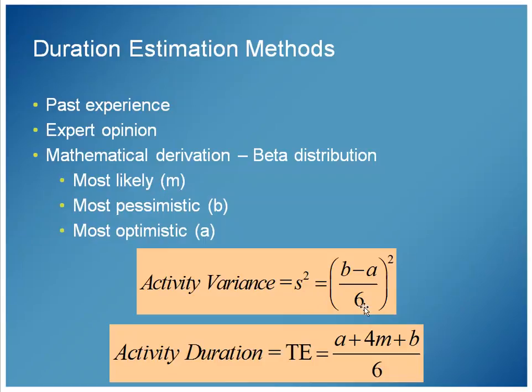And the formulas for these are pretty simple. A is the optimistic, very, very short time. B is the pessimistic, very, very long time. And M is the middle, or most likely time that we're guessing. So variance is, I actually probably should have put these the other direction. Duration is how long we think it's going to take, and the variance is, the smaller the variance, the more likely that number is going to be correct.